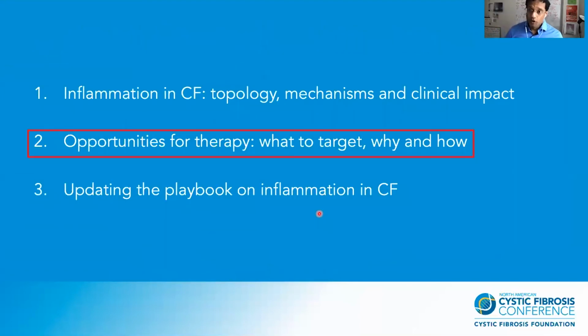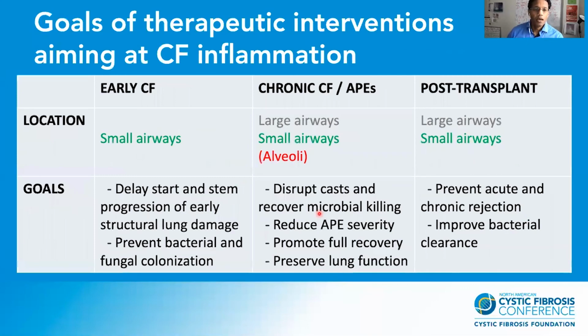So what are the opportunities for therapy? Can we target these cells, and can we target other cells? Why and how can we do that? So the why. What are the goals of therapeutic interventions aiming at CF inflammation?